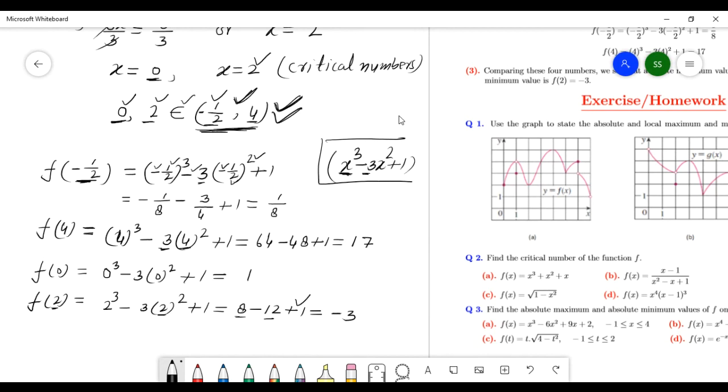Now look here, see the values. At this number, minus 1, you get minus 3, and at this number f of 4 equals 17, and f of 0 equals 1, and f of 2 equals minus 3. So now see this. Which number is bigger and which number is smaller? Tell me. So the big value is the absolute maximum and the small number is the absolute minimum.